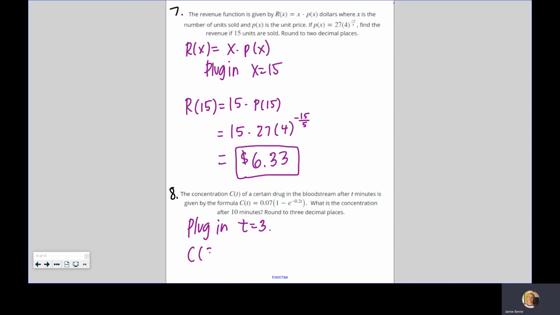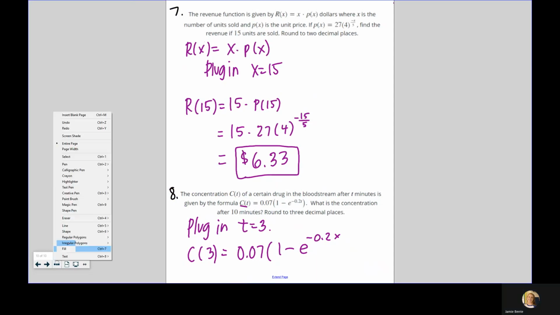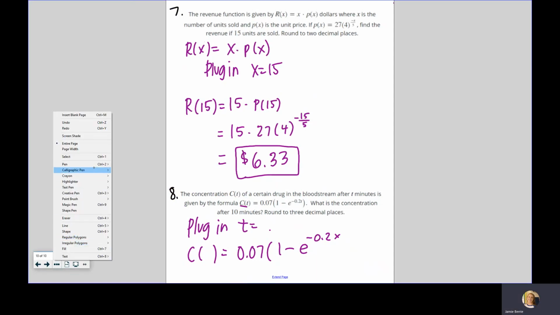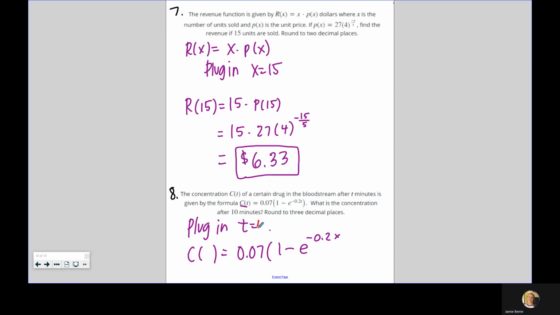All right, so we have C of 3 equals 0.07 times 1 minus e to the negative 0.2 times, and why am I plugging in 3? I meant to plug in 10. I'm sorry. I don't know where I got 3 from. Let's plug in 10, because we're waiting 10 minutes. So 0.2 times 10. Close one.